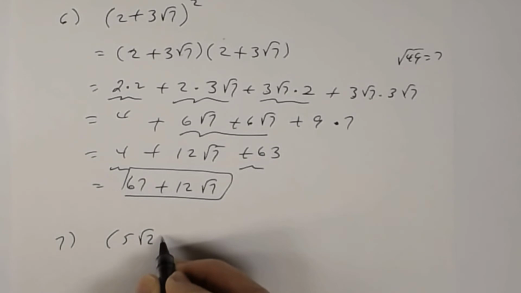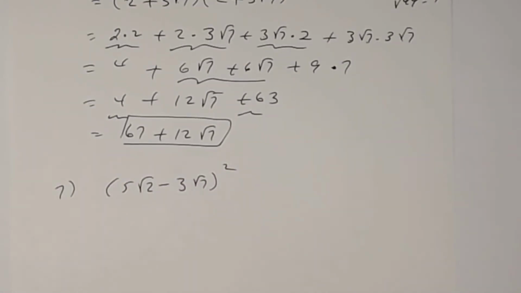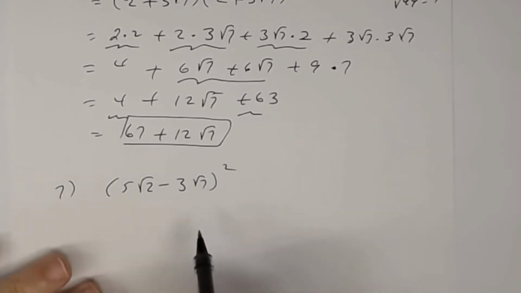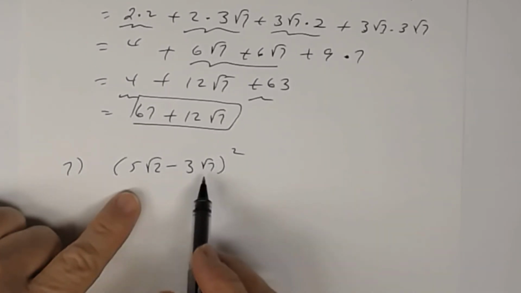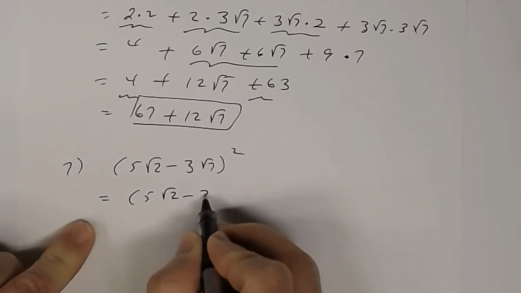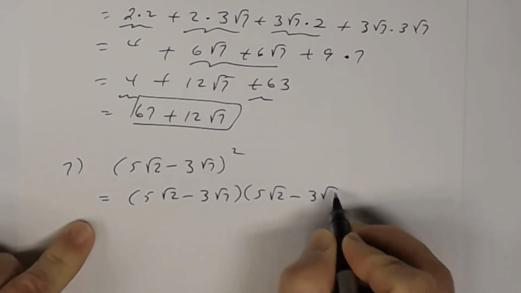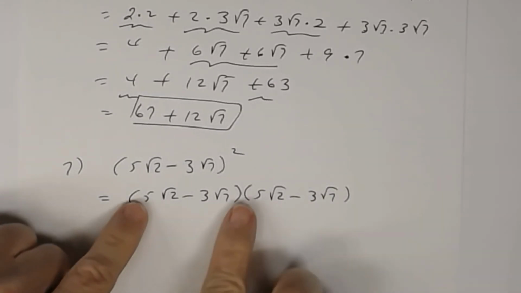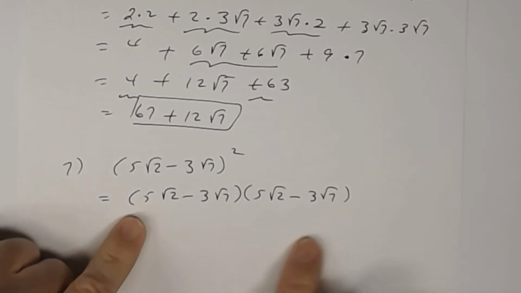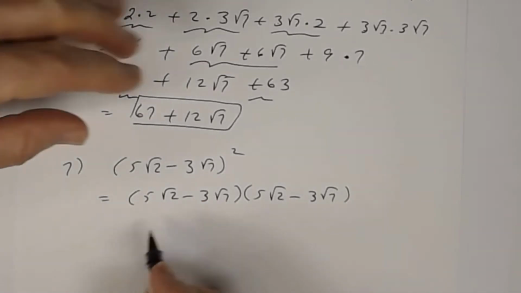5 square root of 2 minus 3 square root of 7 squared. So 5 square root of 2 minus 3 square root of 7 squared. Same thing. Do the same thing. So we're going to write out what this means. When I'm squaring a binomial, I'm going to rewrite this as 5 square root of 2 minus 3 square root of 7 times itself. Okay. And then I'm going to use the FOIL method. First times first, the outer, the inner, and then the last. Okay? And write it out.